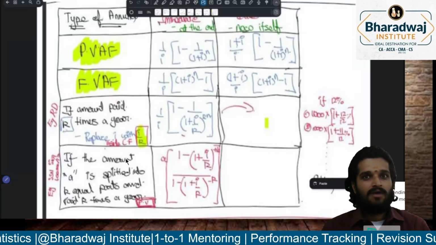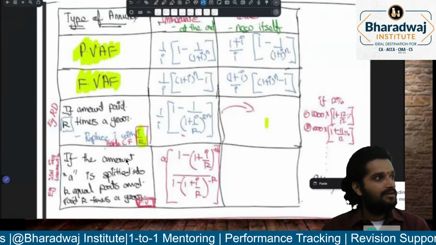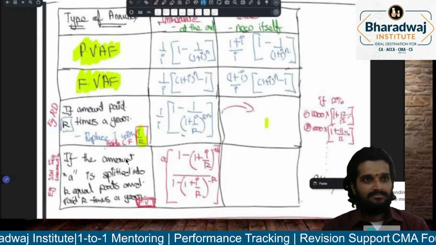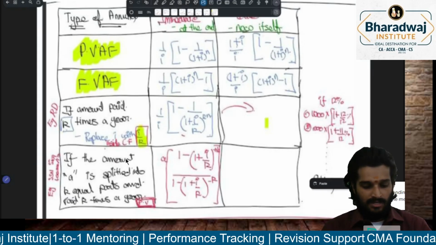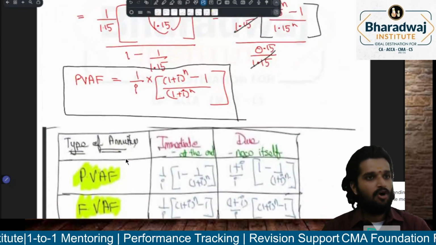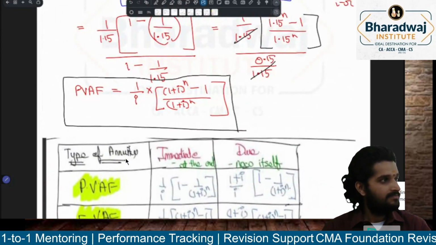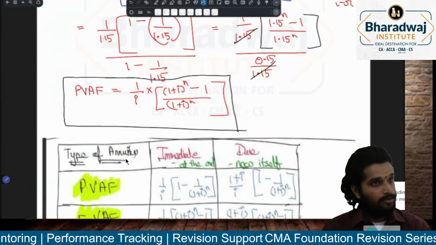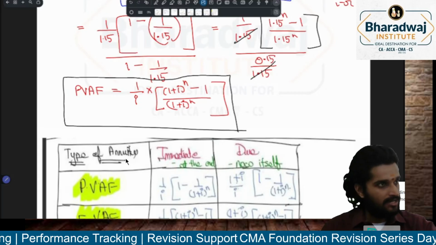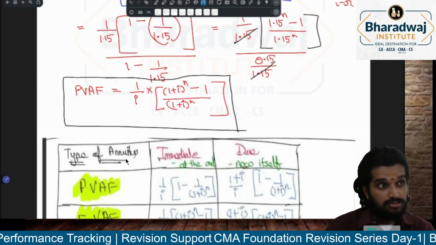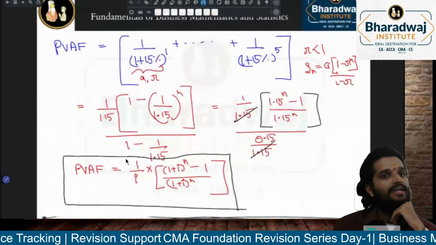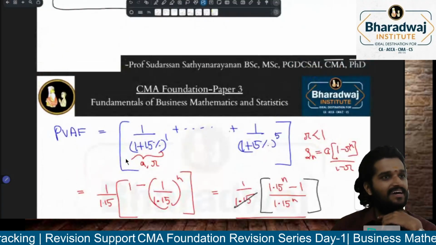I'm asking you a question. Is your exam descriptive? Objective one, right? Do you exactly need this formula to find the factor? But you need this formula for intermediate and final. You need to understand this formula and this concept. But when it comes to the exam, you don't need this formula.